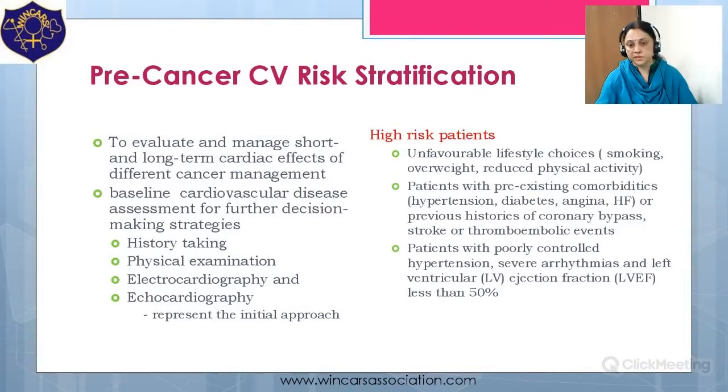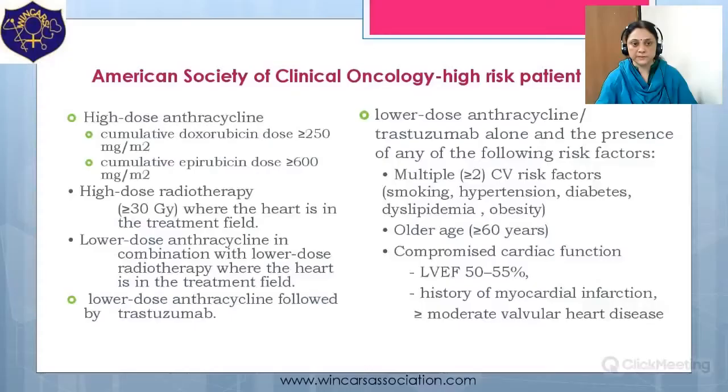Who is the high-risk patient? A patient with unfavorable lifestyle choices such as smoking, overweight, reduced physical activity, patients with pre-existing comorbidities such as hypertension, diabetes, angina or heart failure, patients with previous history of bypass, PCI, stroke, or other thromboembolic events, patients with poorly controlled hypertension, severe arrhythmias, or LV ejection fraction less than 50%. All these patients are considered high risk for cardiovascular disease.